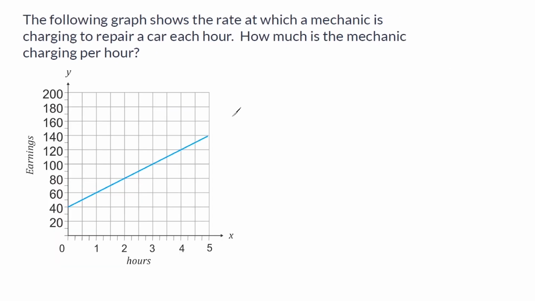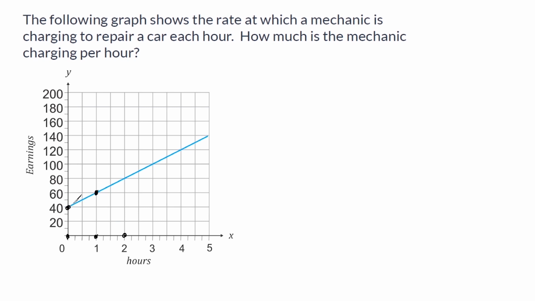All right, this problem reads that the following graph shows the rate at which a mechanic is charging to repair a car each hour. How much is the mechanic charging per hour? All right, let's start by looking at the x-axis and determining what 1 hour is. So we can see that an hour would be from here to here, and then from 1 to 2. So as it relates to our line, the first hour would be from here to here.